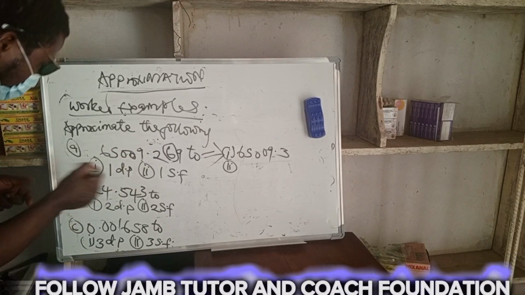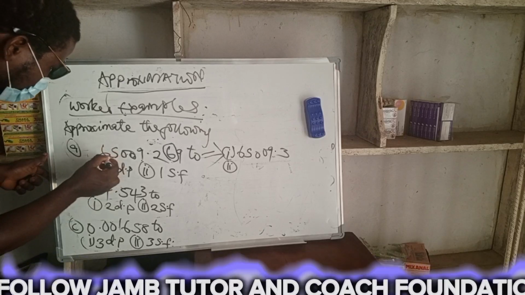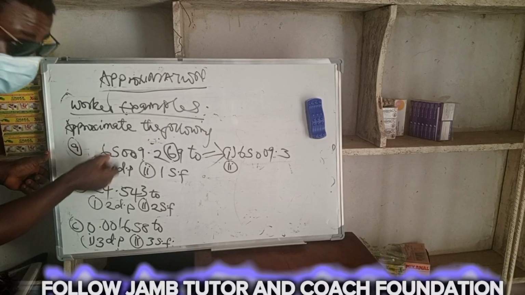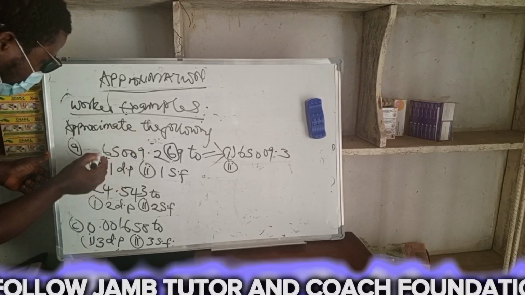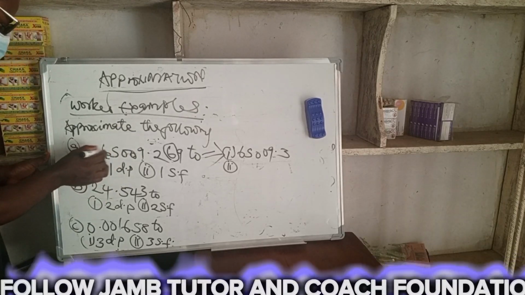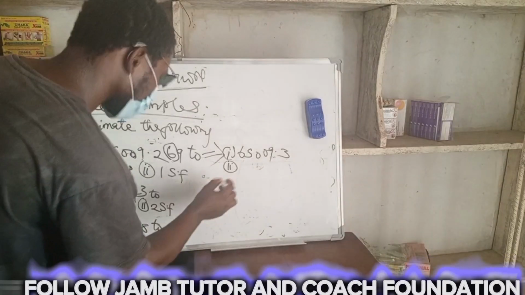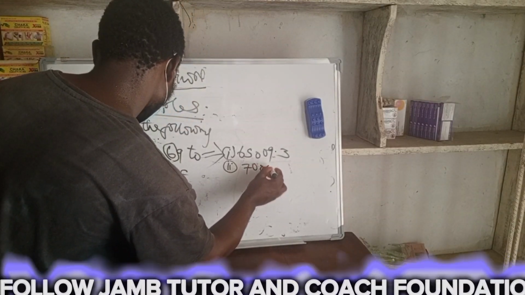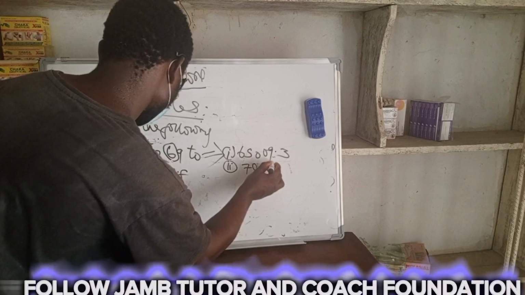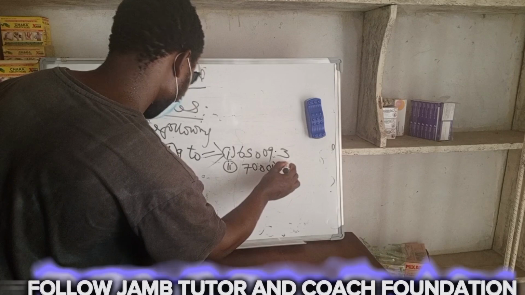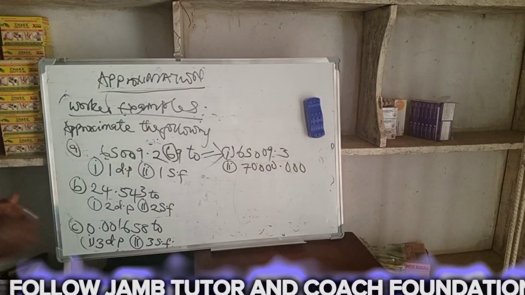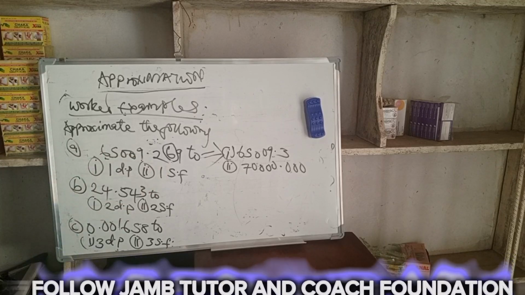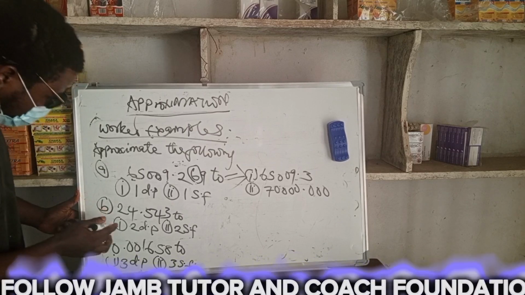So now, here is the first. In considering the first significant figure, the number next to it is what? 5. It is 5, and we can round it up. So 6 plus 1 is what? 7. So our answer becomes 70,000. Right? This number is correct to 1 significant figure.